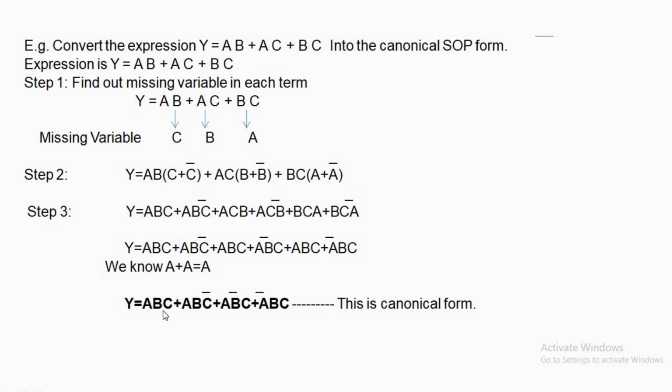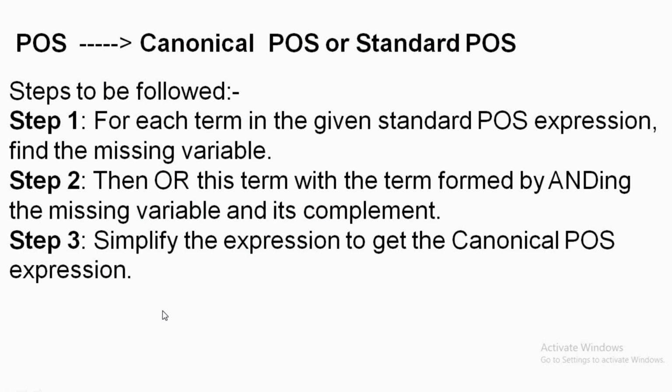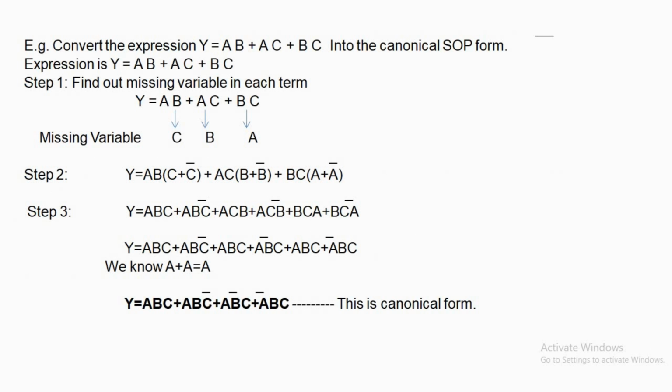In the first term also 3 variables, in the second 3 variables, in the third term 3 variables and in the last term 3 variables. So in this way we can convert standard to canonical SOP form.